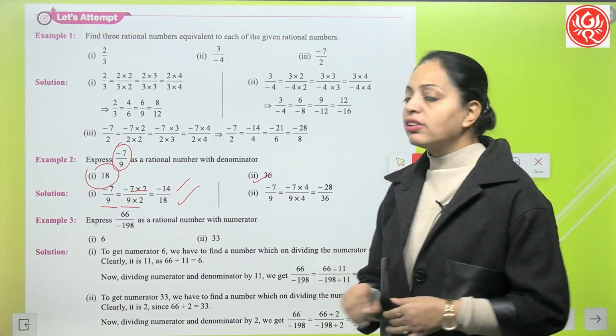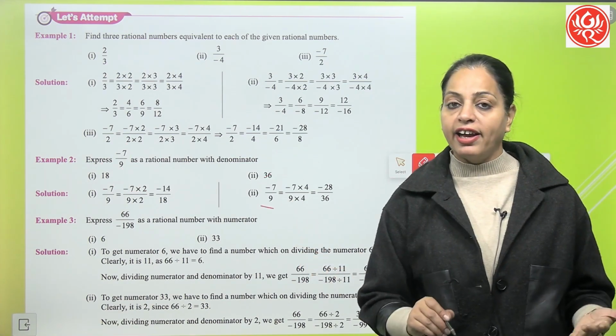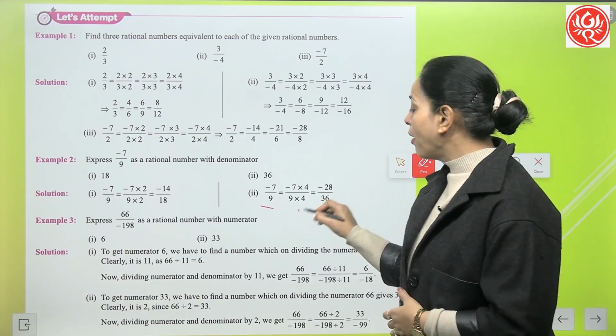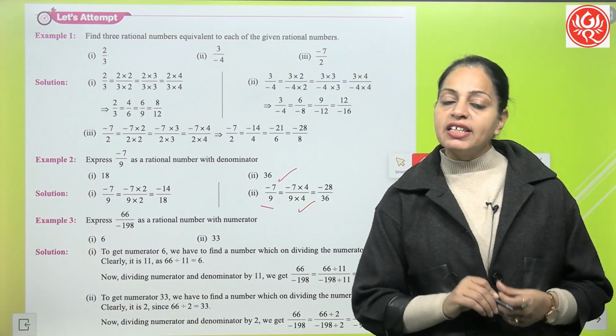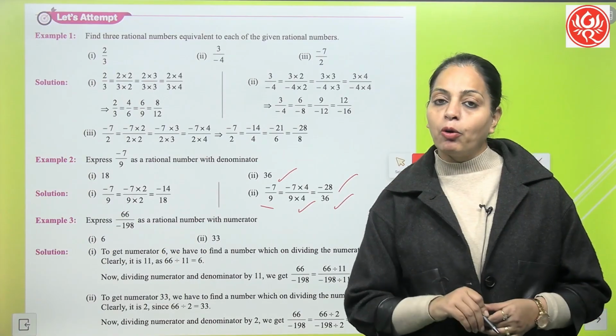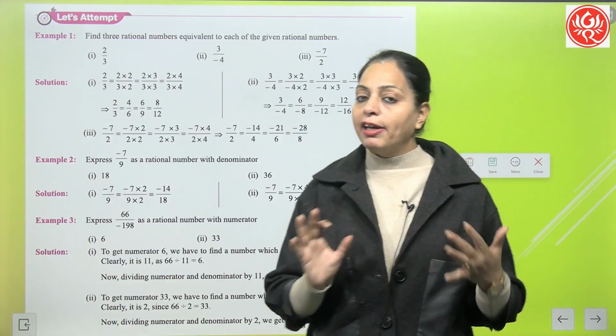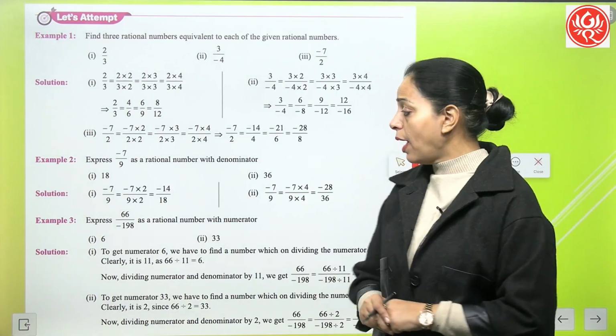Now the second part, 36. Now we have to make the denominator 36. So 9 multiplied by 4 and minus 7 multiplied by 4. So minus 28 upon 36. So very easy. You can try many more questions. Now example 3.